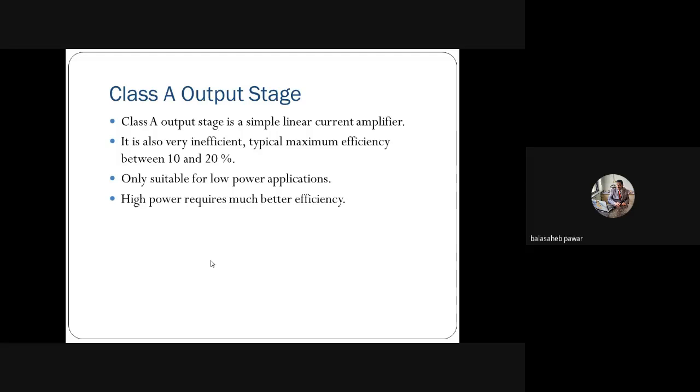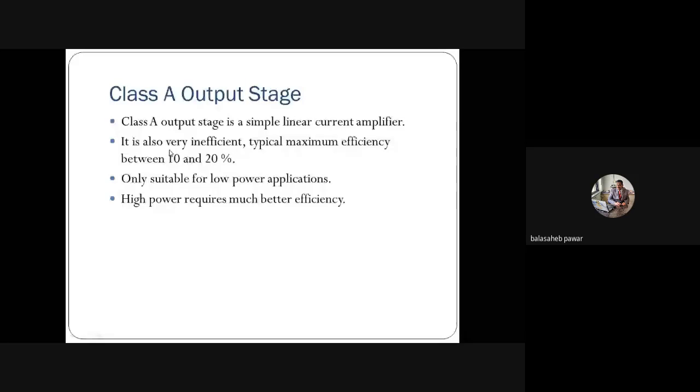Okay, the class A output stage is a simple linear current amplifier. It is also very inefficient, with a typical maximum efficiency. See, here it is mentioned as 10 to 20%, but as per derivation we can observe it as 25%. What is mentioned over here, that is 10 to 20, is a practical figure, considering other losses which are not considered within the derivation. So it is derived as 25%. So class A is only suitable for low power applications. High power requires much better efficiency from the power amplifier circuit.